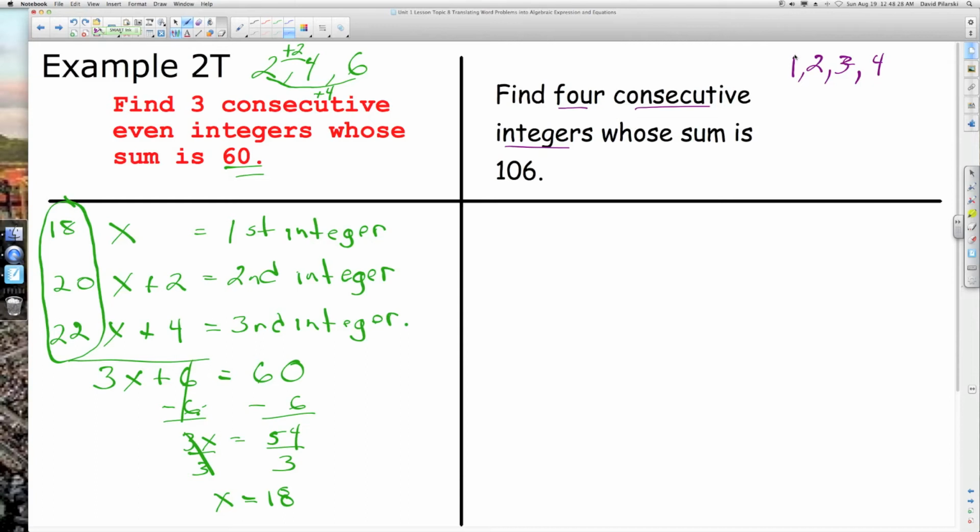Now to go from the first number to the second number, we add 1. To go from the first number to the third number, we add 2. And to go from the first number to the fourth number, we add 3. And this is going to work in our setup. The first number that we don't know is x, and that's going to be our first integer. The second consecutive integer is going to be x plus 1. The third integer is going to be x plus 2.